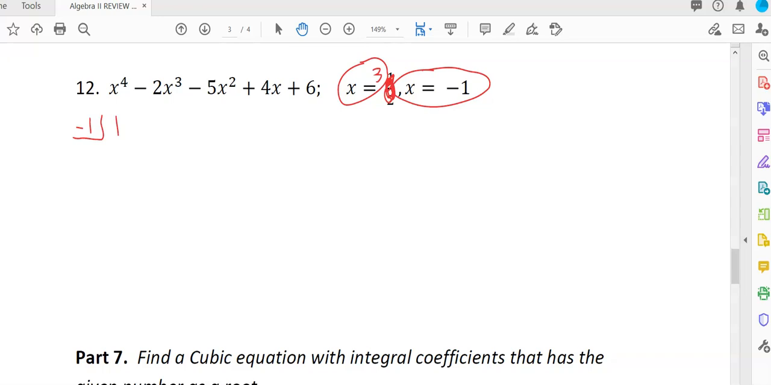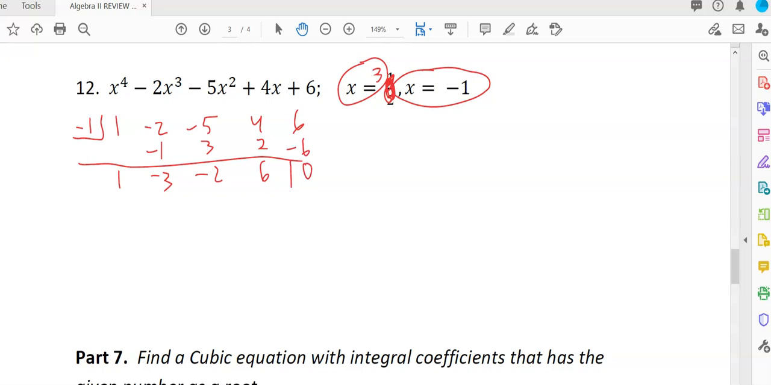Okay, so 1, negative 2, negative 5, 4, and 6. So what should happen, I should get a remainder of 0, right? If I don't, you kind of know you made a mistake. 3, negative 2, 2, 6, negative 6, 0. Okay. So once you get 0, we took negative 1 out.